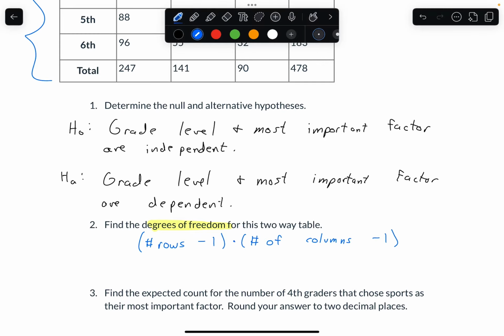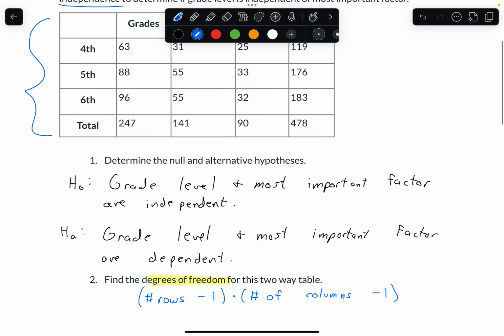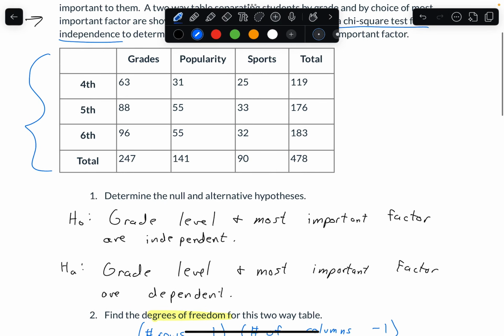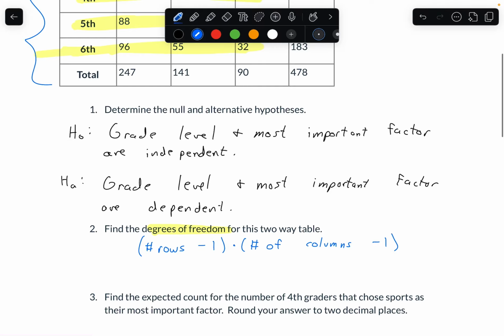So when I go up and look at my two-way table, my number of rows, those are my horizontal rows. Now we need to be very careful here because the number of rows is not going to include the total row. So when I look at this, I've got a row for 4th grade, a row for 5th grade, and then a row for 6th grade. I'm not going to count that total row down at the bottom. So I have 4th and 5th and 6th, that's 3 total rows. So I have 3 total rows minus 1, times, I'm going to do the same thing for columns.